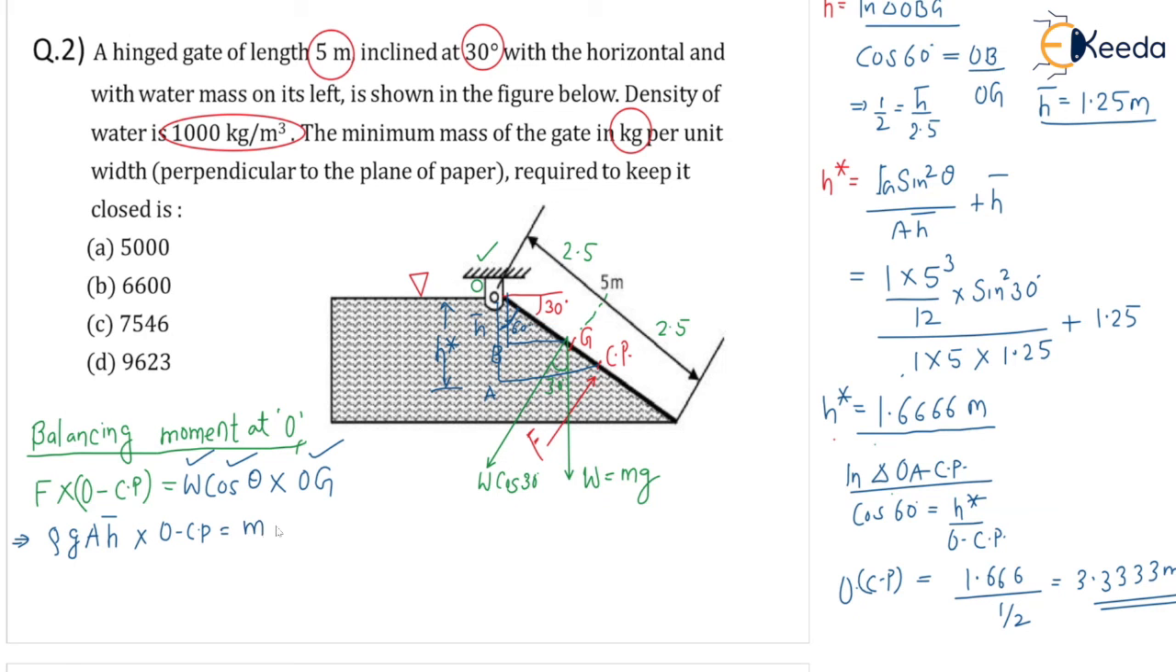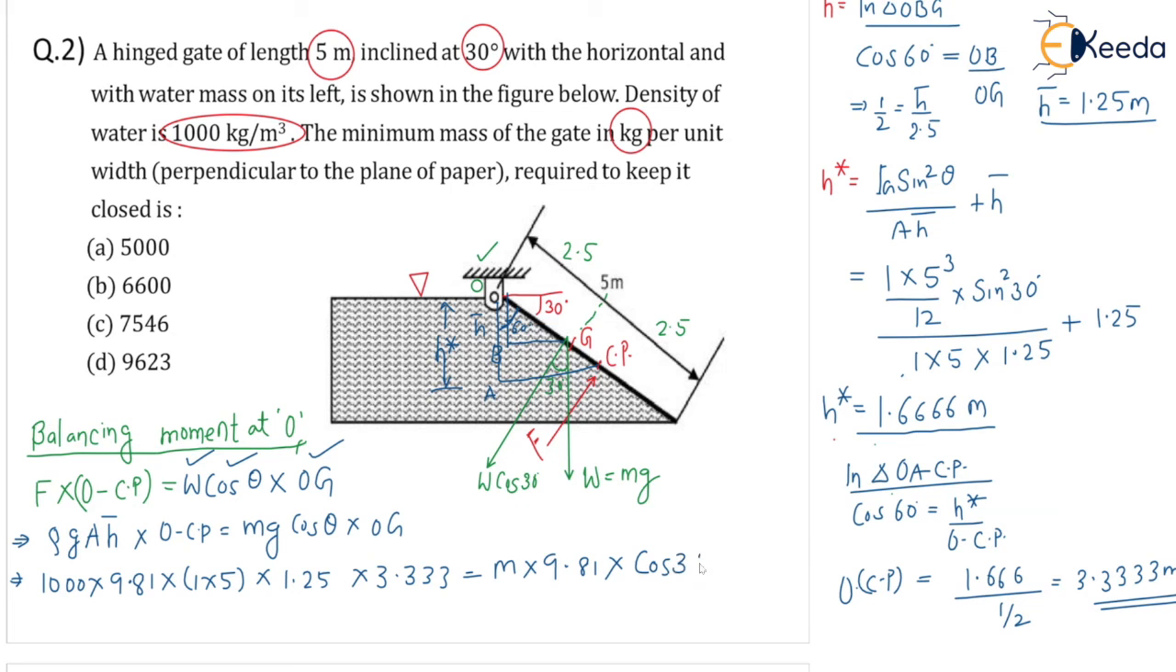Then W is your mg cos theta into OG. Now we'll put the values directly. Rho is 1000, G is 9.81, area is 1 into 5 into H bar. H bar is 1.25, into OCP, 3.333, equal to M. M is the unknown data that we have to find. G is again 9.81, into cos 30, and the last is OG, that is 2.5.